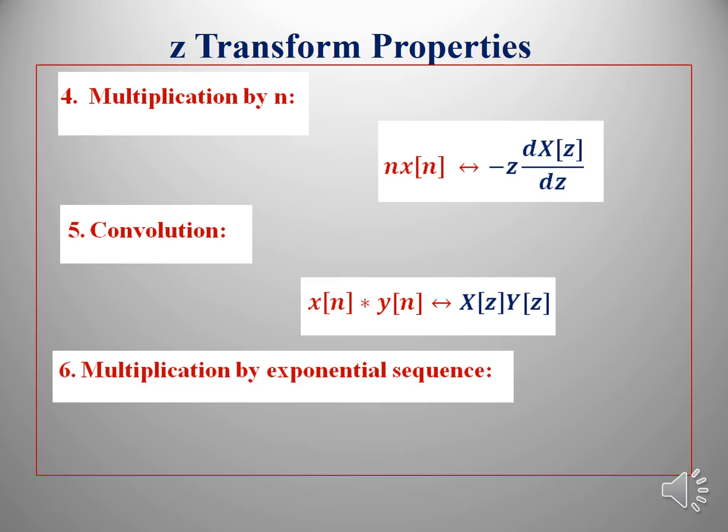The last property is multiplication by the exponential sequence, given by a power n x of n is equivalent to x of z by a. More properties exist, but we have considered only these 6 significant Z-transform properties.